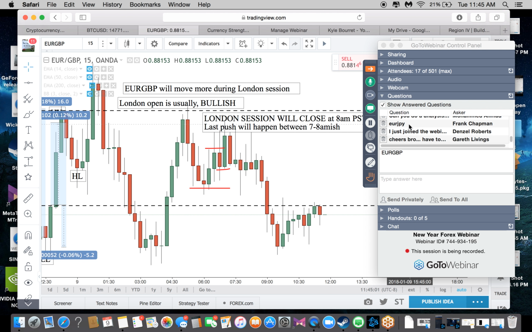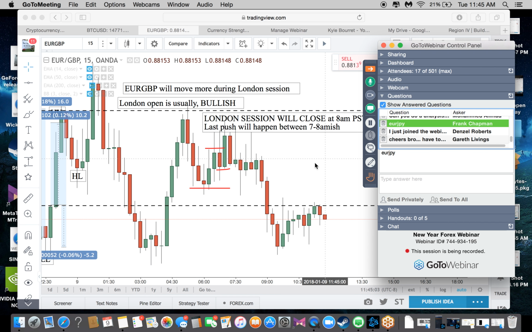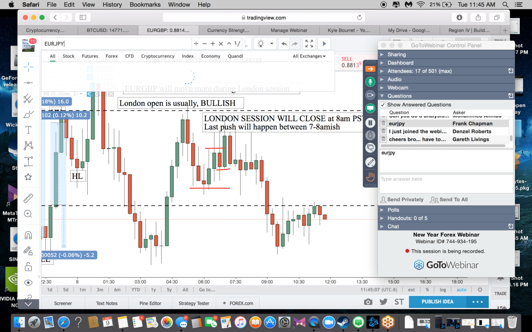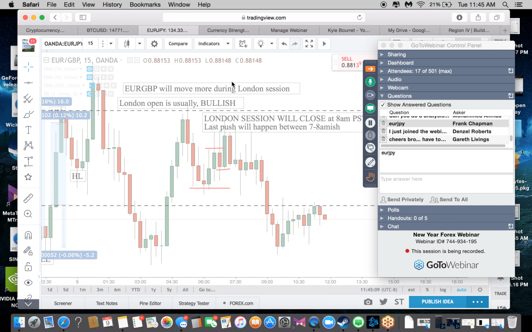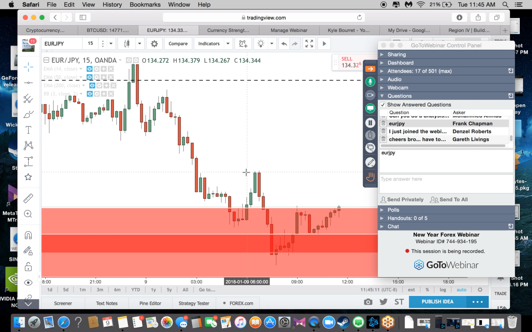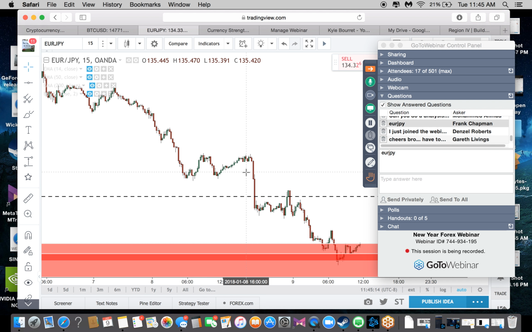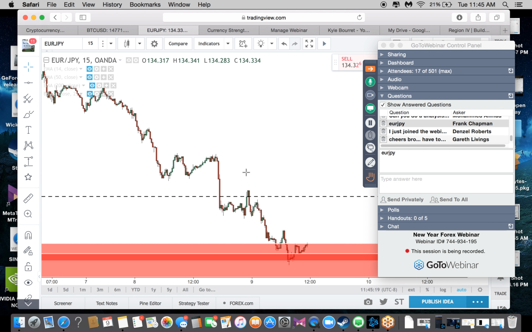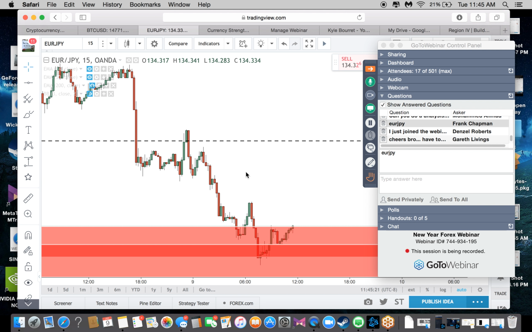Let me look at Euro Jappy. Frank is saying to look at Euro Jappy. Let me pop up Euro. I actually like Euro Jappy a lot. Euro Jappy is a nice pair. I don't trade it often. I've traded it a few times, but it's a nice pair. As you can see, I still have zones drawn up. Oh, wow, that's a far drop with this zone. Okay, so what do we got on Euro Jappy?